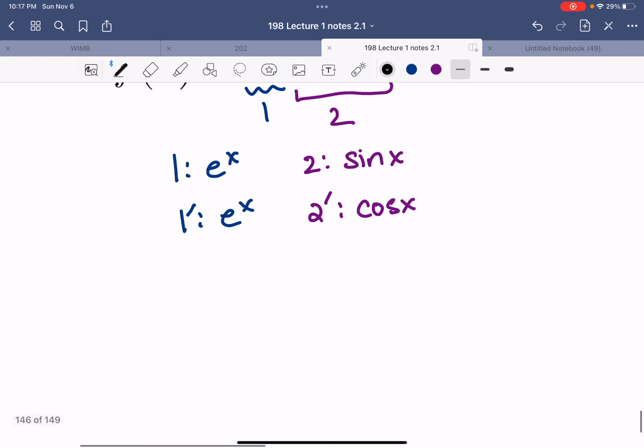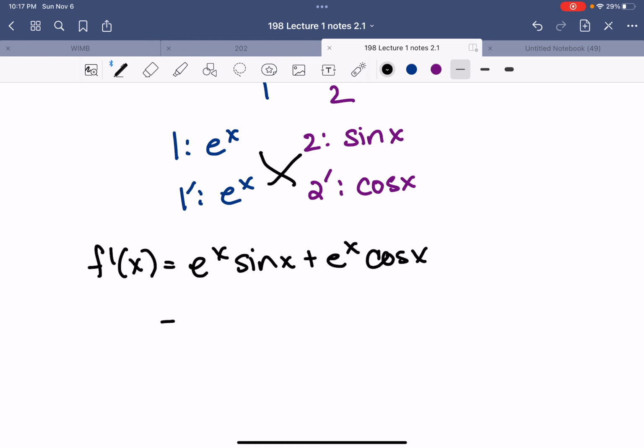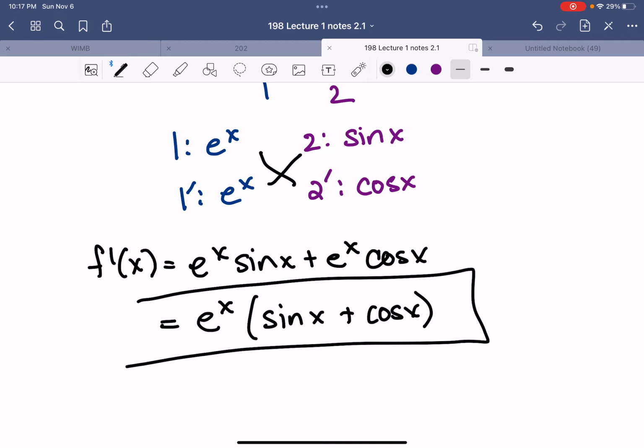So when I put this all together using product rule, I get the first derivative is 1 prime 2, so e to the x times the sine of x, plus 2 prime 1, e to the x times the cosine of x. If you'd like to factor out that e to the x, you can, and you have a sine x plus cosine x left over, and that's my derivative.